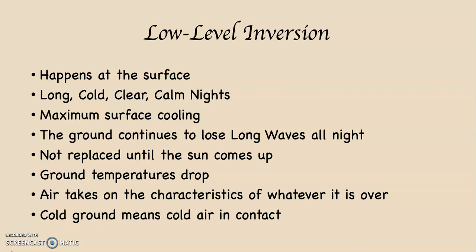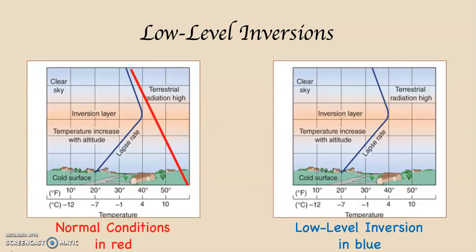A similar thing is going to happen with the atmosphere. On a long, cold, clear, calm night, when the ground can have maximum cooling, the air that's lying over the top of that ground also gets very cold. But the air above it, 50 feet, 100 feet, 1,000 feet, remains as it would normally be.